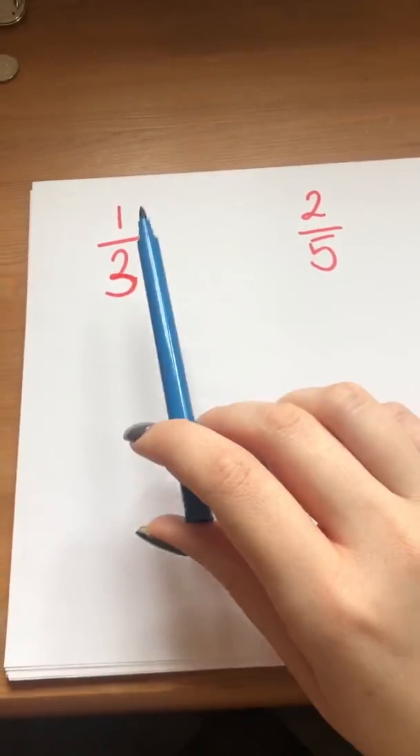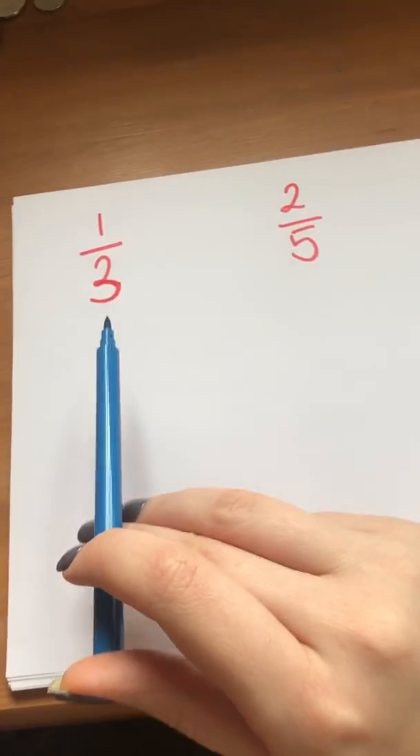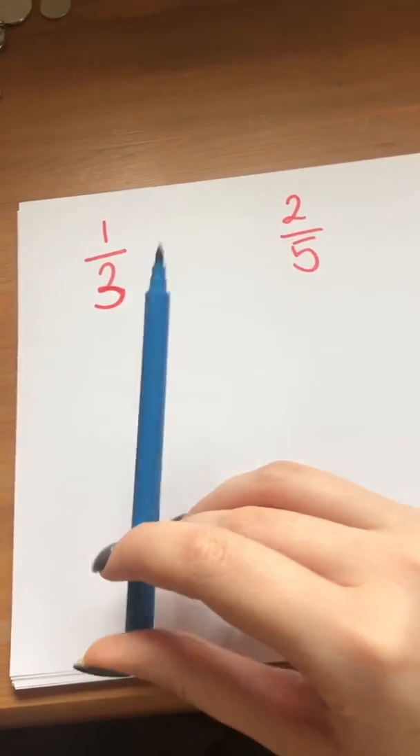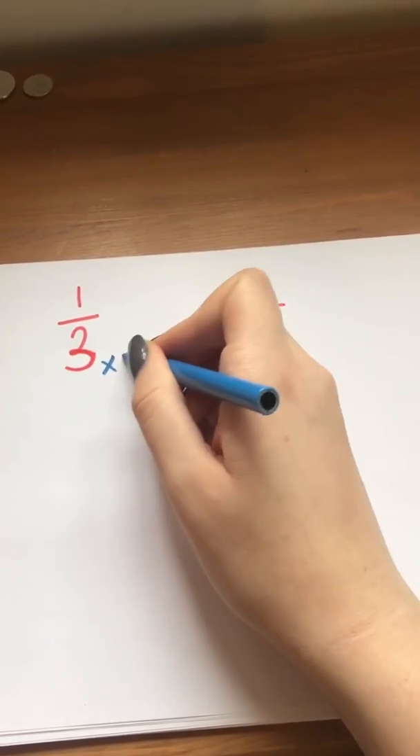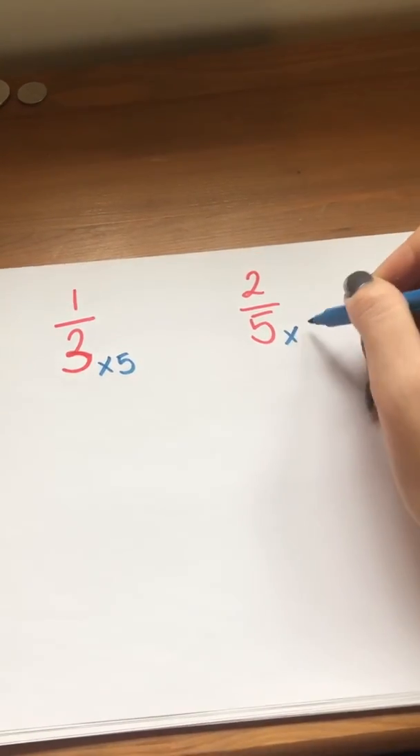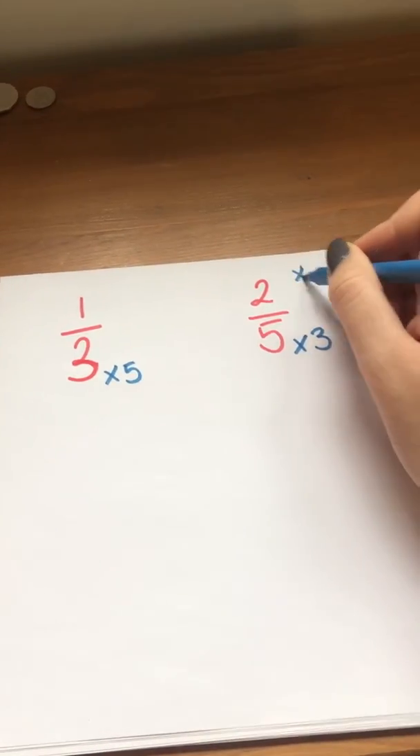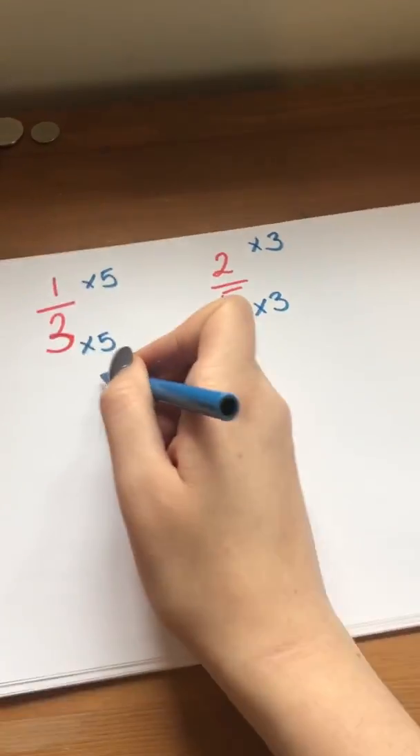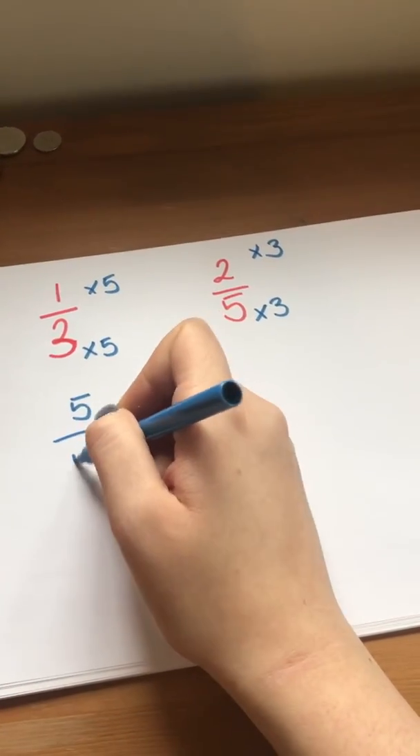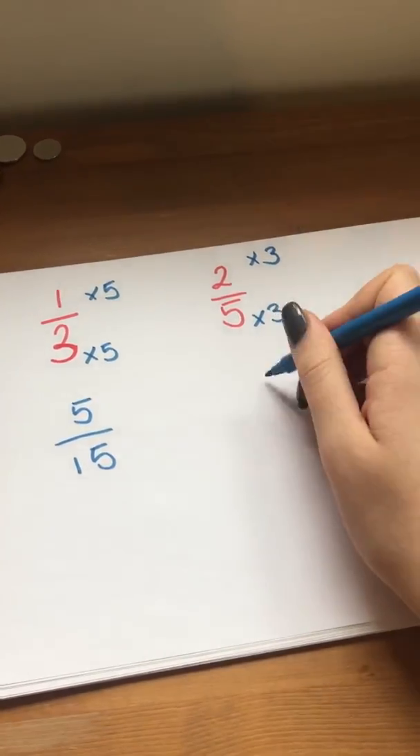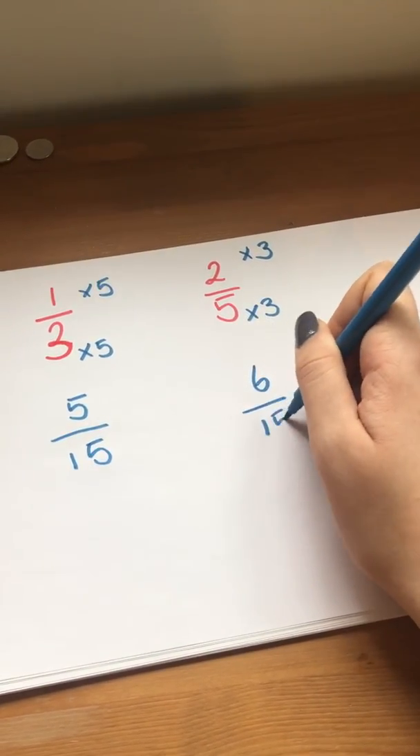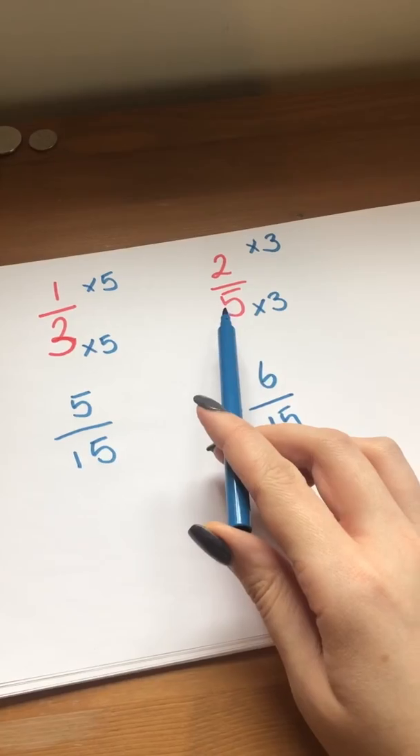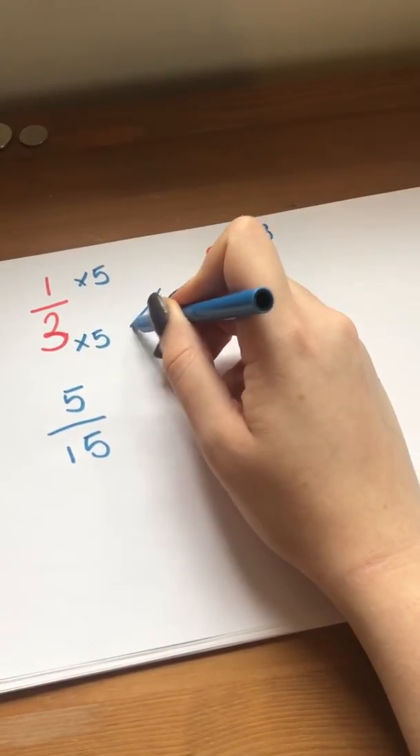With my next two fractions, I've got a third and I've got 2/5. Now, I can't divide these denominators to give me a common multiple, but I can multiply these numbers to give me a common multiple. So I can times this number by 5, and I can times this number by 3, which means I have to do the same to the numerators. That means I'm going to end up with 5 over 15, and I'm going to end up with 6 over 15. Therefore, I can see that 2/5 is actually bigger than 1/3.